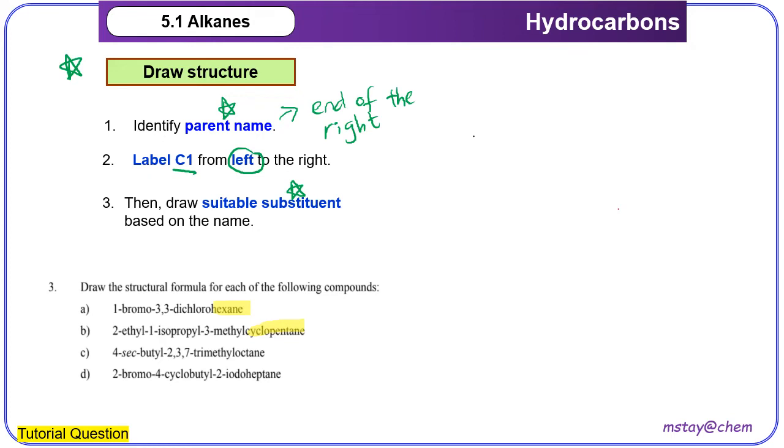4-sec-butyl 2,3,7-trimethyl-octane. Octane is the parent name. 2-bromo-4-cyclobutyl-2-iodoheptane. Heptane is the parent name.